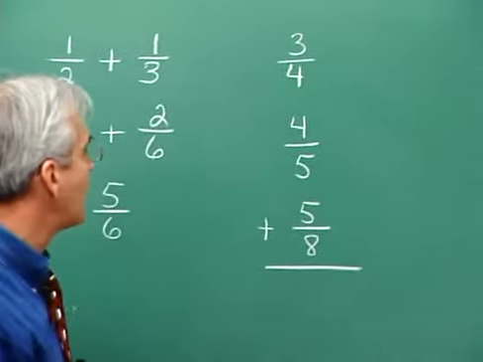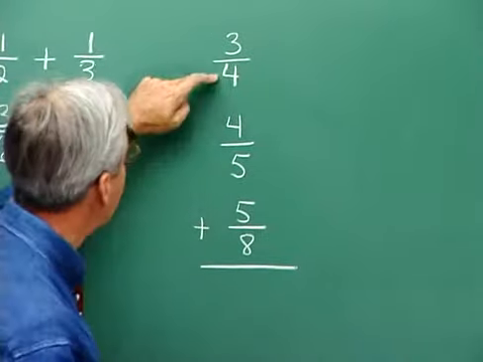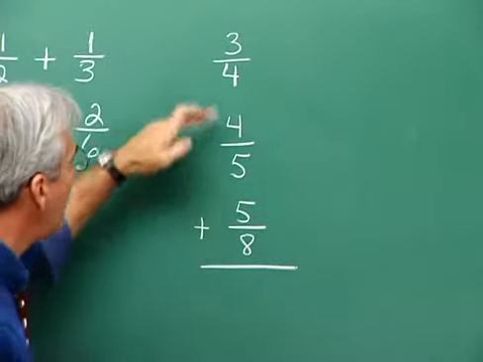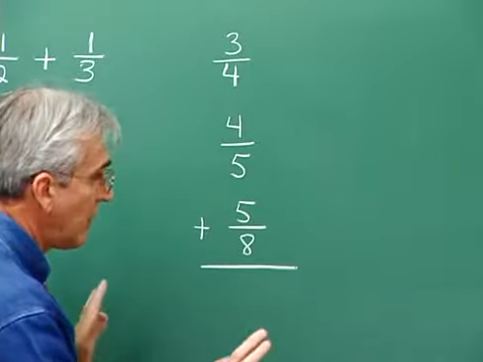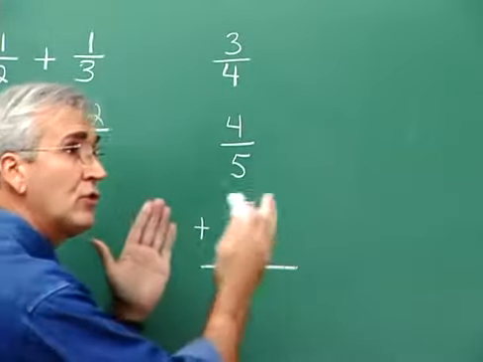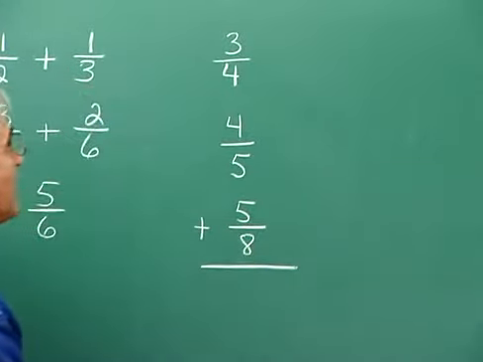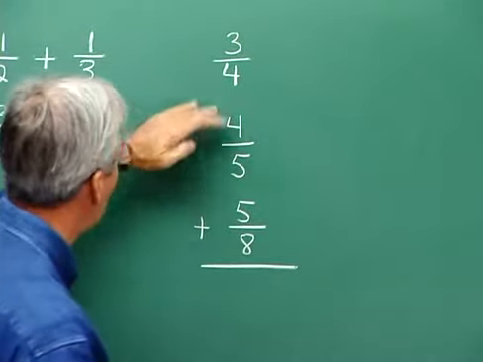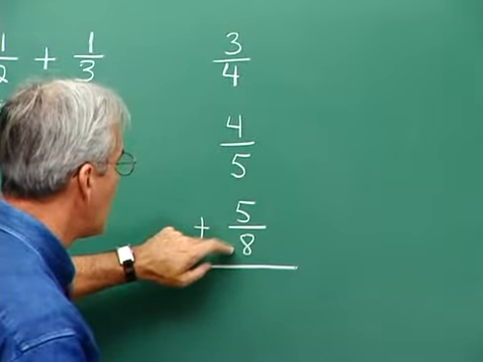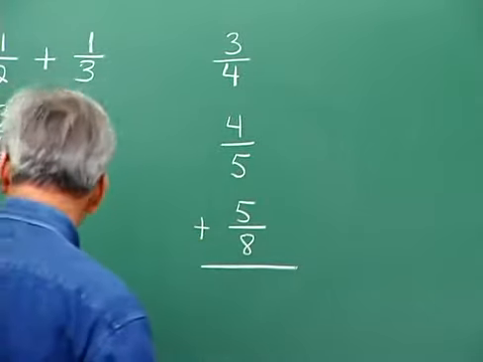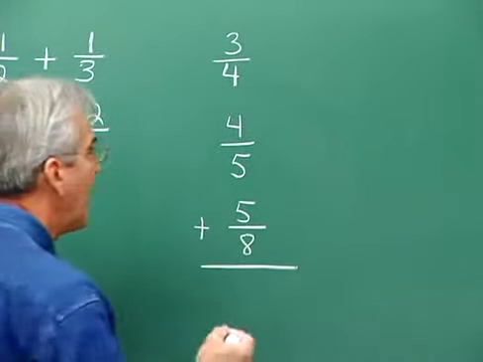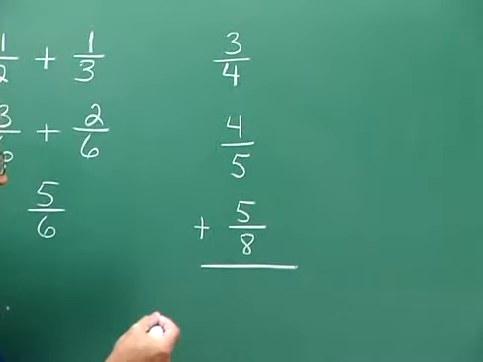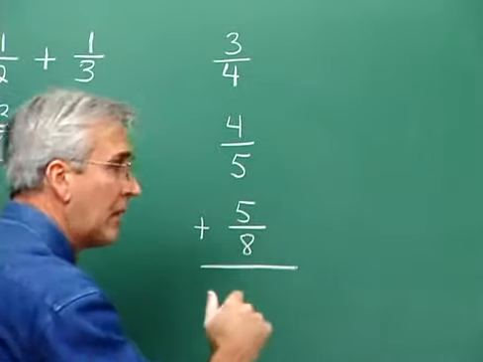Let's add these fractions vertically. Now notice that the fractions have denominators that are not alike. The first thing we need to do is to change into new fractions, equivalent ones, having a common denominator. Now notice with 4, 5, and 8, 8 is the largest of these. And the way that you go about finding the common denominator, the least common denominator, is like this.